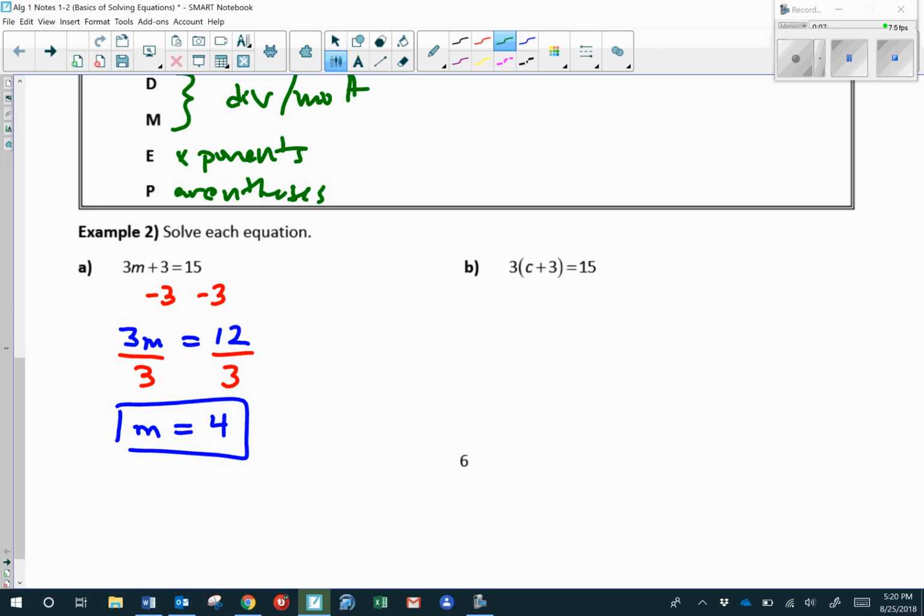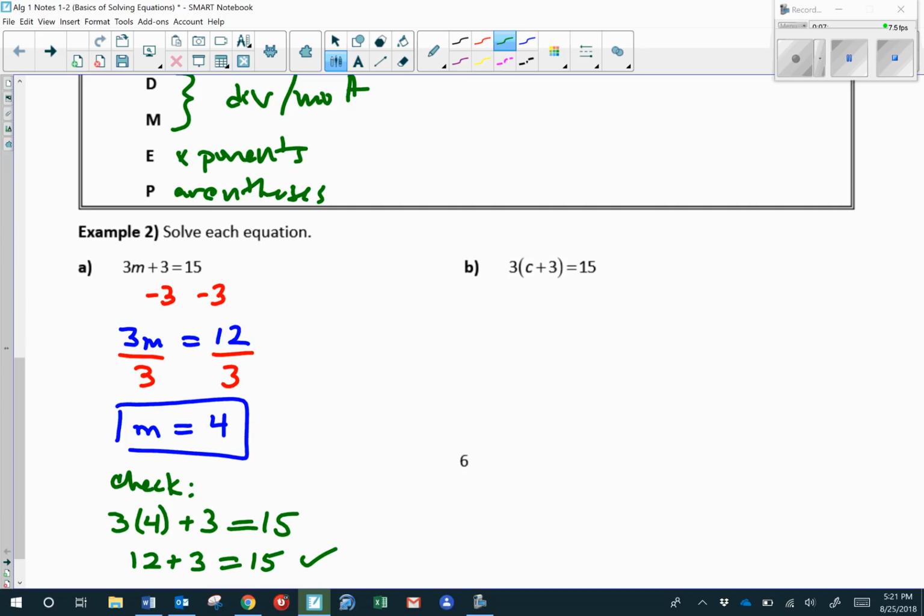So let's check that in the original equation and make sure that that's correct. 3 times 4 plus 3, we want to check to see that that's 15. So 3 times 4 is 12. 12 plus 3 is 15. I'll put a little check mark to indicate that, yes, our answer is correct.